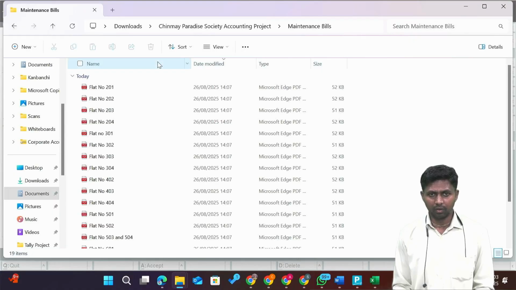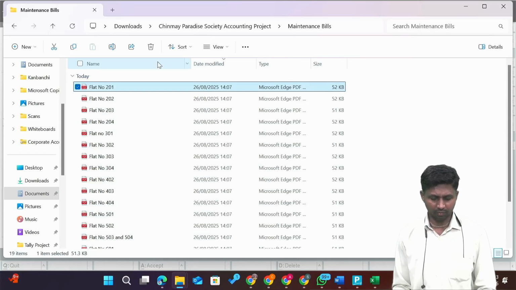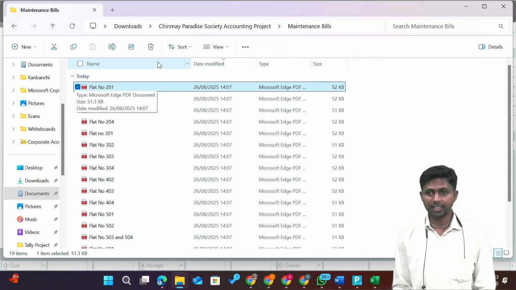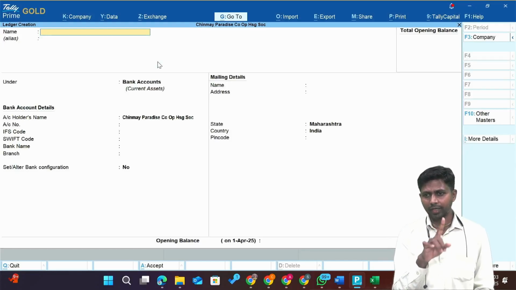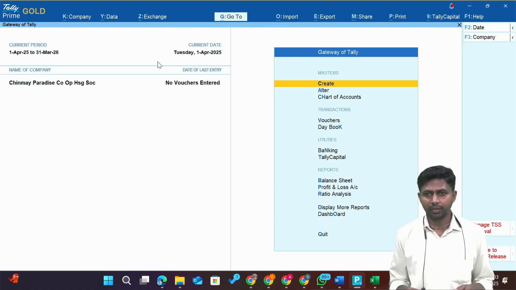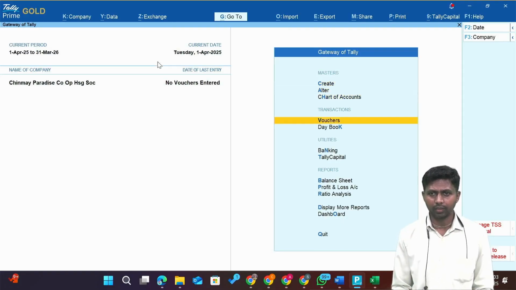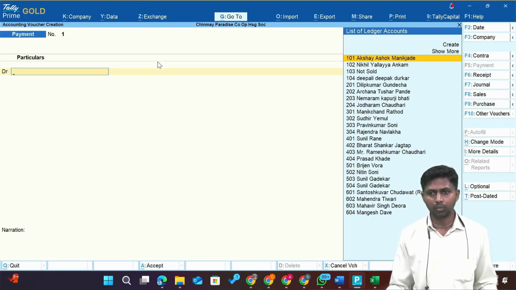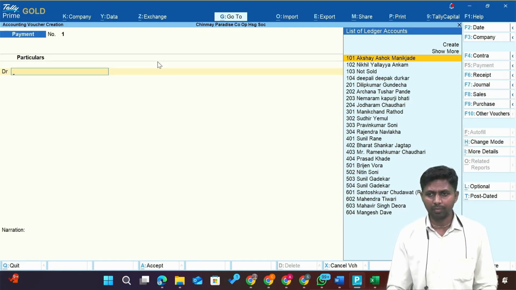Now maintenance bill. All the maintenance bills we are having, but instead of wasting time passing bills individually in Tally, do one thing. In Tally, pass only one entry for all the members. Now, for a society, charging the maintenance is equivalent to a sale only. Therefore, in the voucher type, you can select sales voucher. But what is the drawback of sales voucher? In the sales voucher, you can select only one party at a time. Therefore, we cannot select all the members at a time in the sales voucher type.